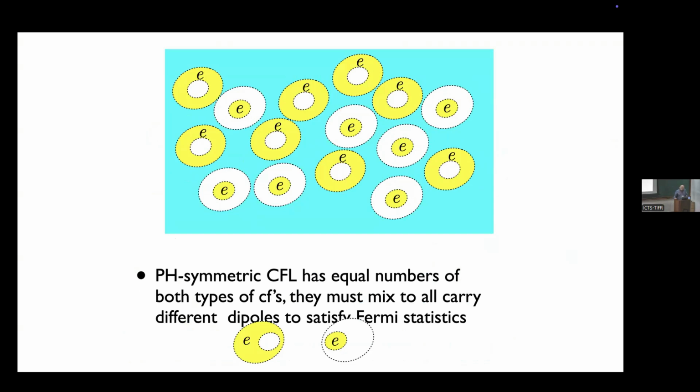So the particle-hole symmetric composite Fermi liquid, if I don't want to form quantum Hall states, has equal numbers of these guys. You actually have to make them all slightly different, give them momentum. Momentum in the magnetic field is the same as dipole moment, essentially. These two things have opposite parity. So by mixing them a little bit, mixing a little bit of one into the other, I will actually make an object with a dipole moment.